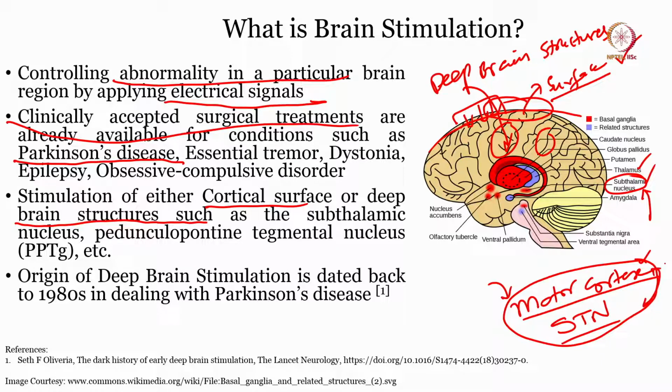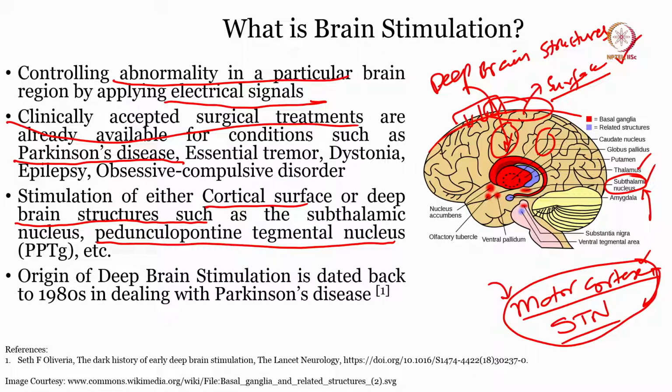So, people can stimulate motor cortex as well as subthalamic nucleus to see whether we can regain back the normality. Now, there is another important region called PPTG region, pedunculopontine tegmental nucleus. I don't expect you to remember all these names, but I am just telling you these are the names that are referred to. These are mainly important targets for Parkinson disease.